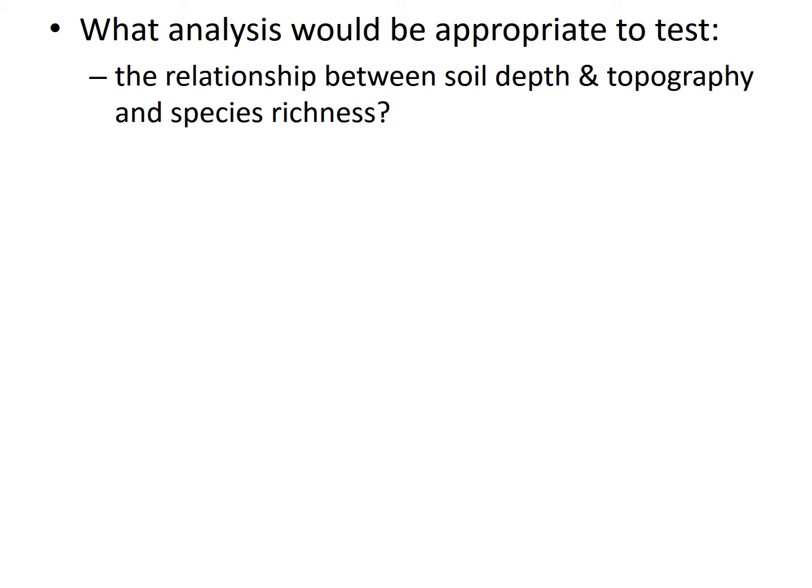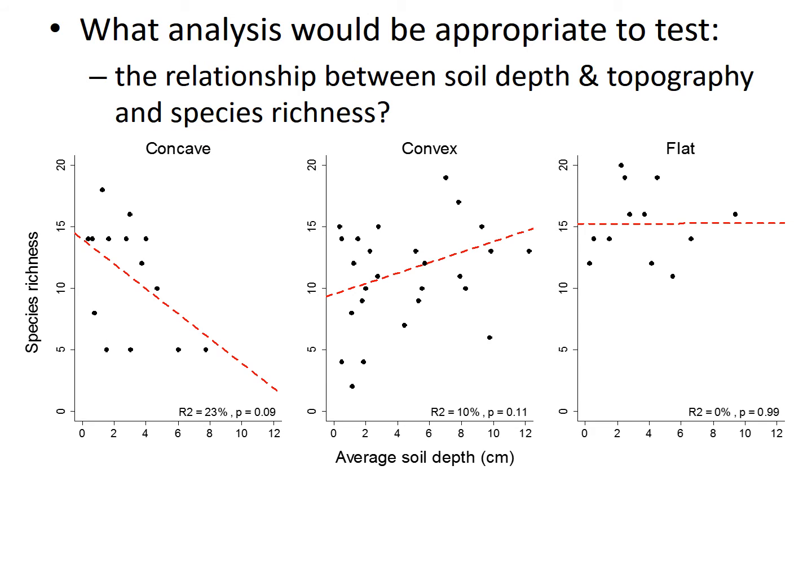Well, one option here would be to split the data set into 3 different data sets representing the concave, the convex and the flat topographies. And then for each of those data sets, you could plot the relationship between species richness and soil depth. And what's interesting here is that we see contrasting patterns in the effect of soil depth on species richness in the 3 topographies, although none of those are statistically significant.